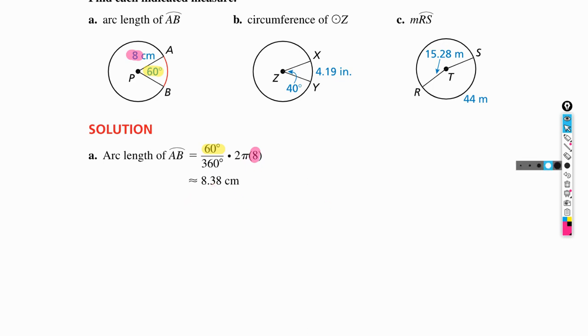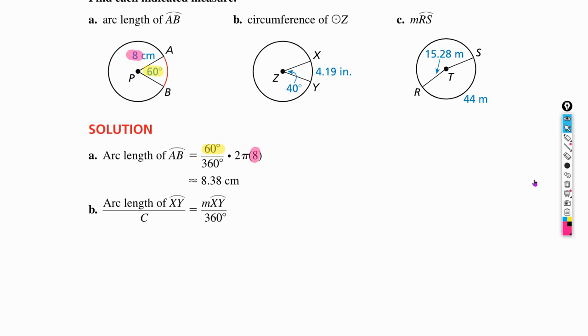Are you guys okay with that, or do you need me to show you the math? Okay. All right, just remember you're going to do the division with the 60 and 360 first, and then multiply it by the rest if you're using a calculator.